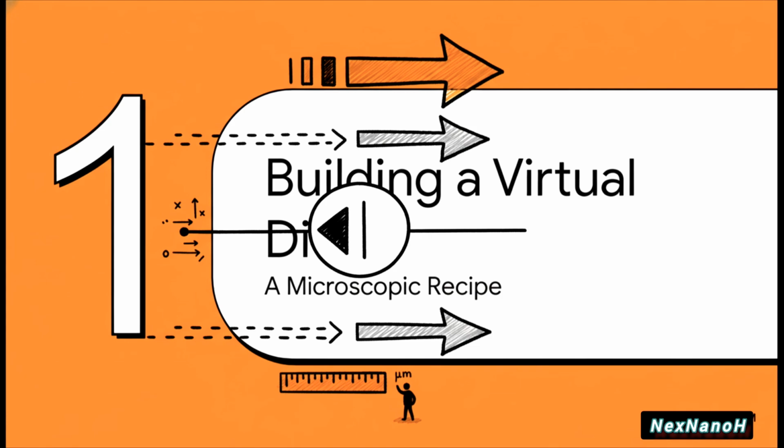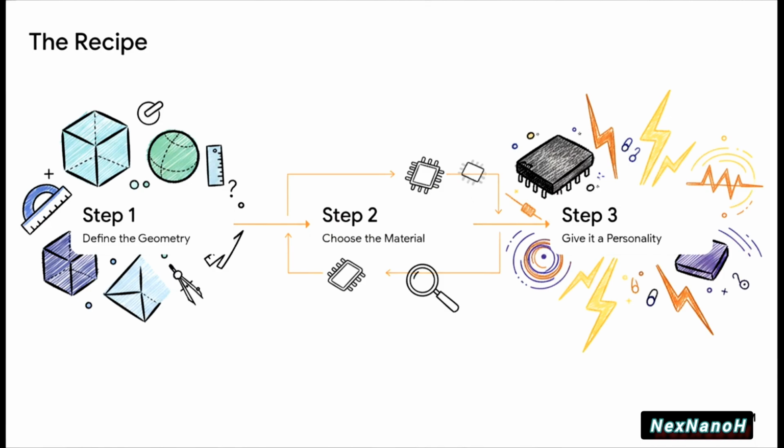First up, creating our virtual diode. Think of this as the recipe for a microscopic component. And you know what? The recipe is surprisingly simple. It really just has 3 key steps. First, we have to define its shape and size. Second, we choose what it's made of. And third, and this is the magic step, we give that material an electrical personality.